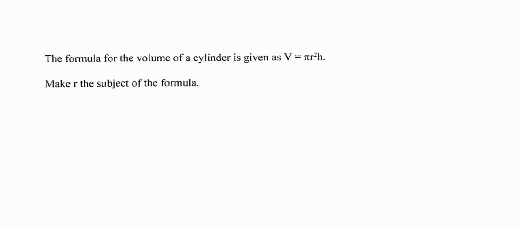All right, so in this part of the question, we have an expression which is V is equal to pi r squared h, which is the volume of a cylinder, and we want to make r the subject of the formula. What does that mean? It means that I want an expression that says r is equal to something, and we need to find that something. So what I would do, I would first write it as pi r squared h is equal to v.